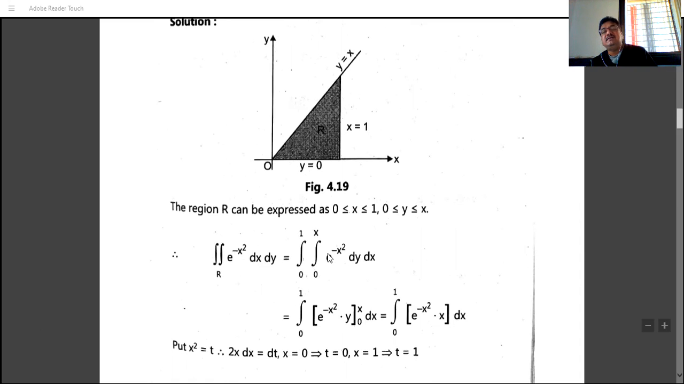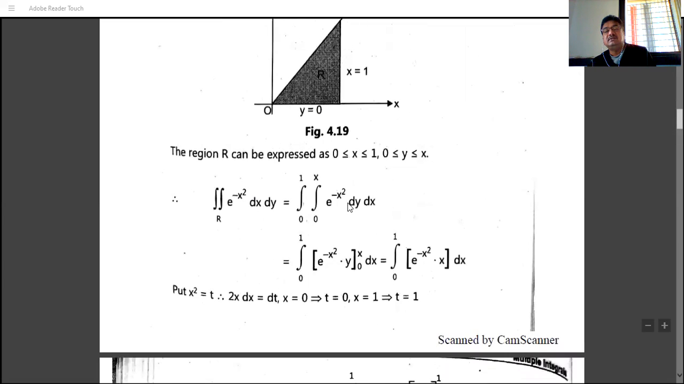Now we have to decide whether to integrate with respect to y first or with respect to x first. If we integrate e raised to minus x square with respect to y first, then what is the advantage? The e raised to minus x square becomes a constant with respect to y. So it is a requirement of this example that you integrate with respect to y first, because if you integrate with respect to x first, then the integration of e raised to minus x square becomes complicated.